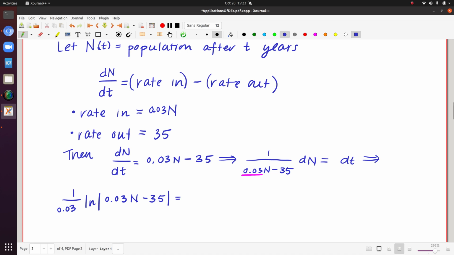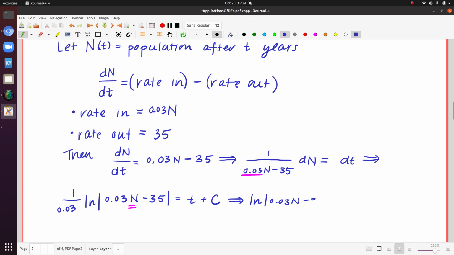We're setting this equal to the antiderivative of 1 with respect to t. So that's going to give me t, and I'm going to put my integration constant on the right-hand side. I want to solve for n, which we see is in here. So we've got a little bit of work to do. I'm going to multiply both sides by 0.03.